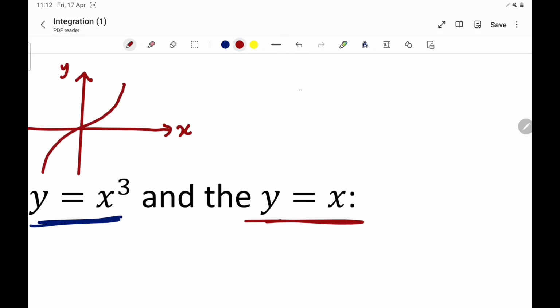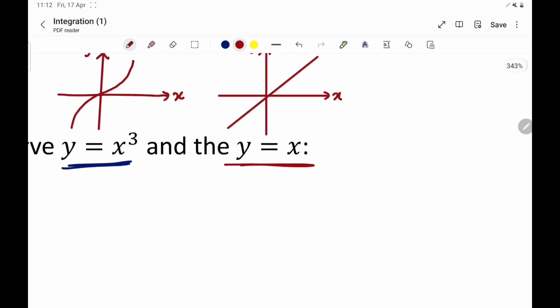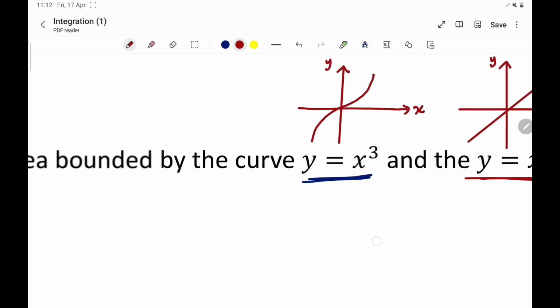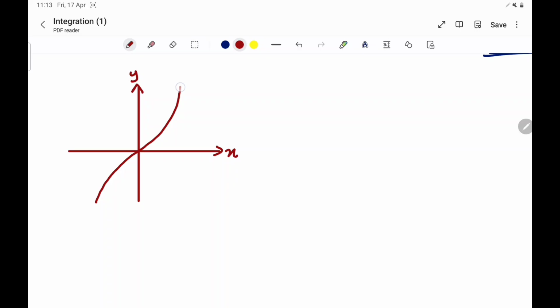Okay, and then y equals x, the graph will look like this one. It's a linear function, like this. Now we have to combine both together. So you draw. So this is straight. I think I have to make it more curvy, like this. And then you have a straight line.